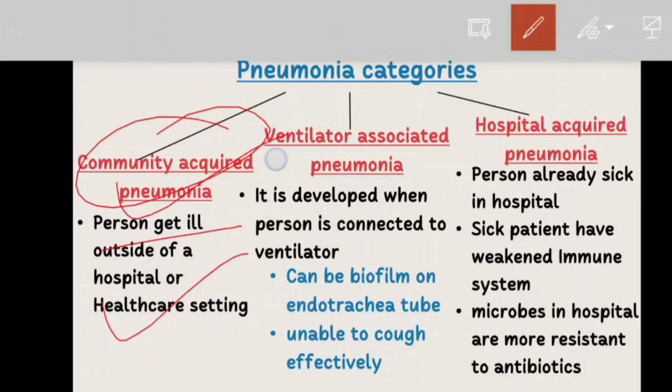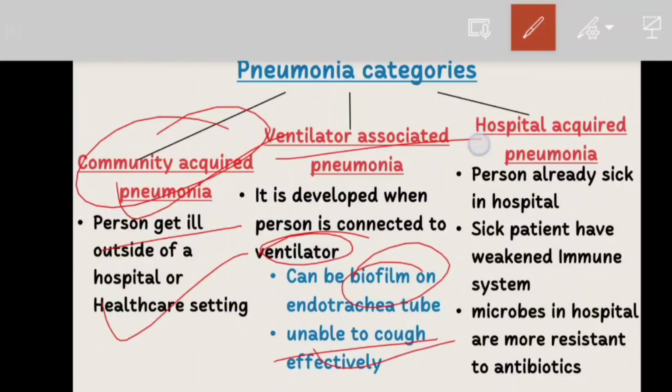Okay. Now the next one is ventilator associated pneumonia. Here the patient is connected to a ventilator. So what is a ventilator? It is a machine that helps the patient breathe. A tube is inserted into the windpipe. The tube inside the airway develops a layer of bacteria, which is called a biofilm. These bacteria multiply on the tube, and because the patient cannot cough effectively, the bacteria enter the lungs and produce pneumonia. This is how the person gets ventilator associated pneumonia.